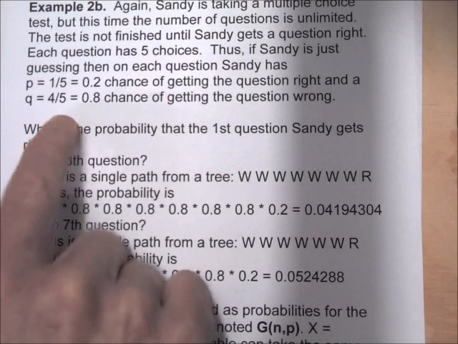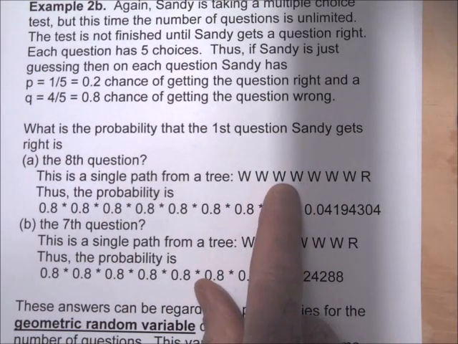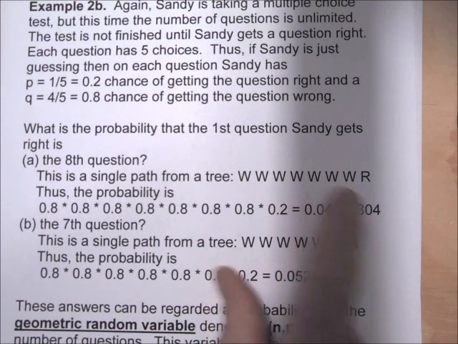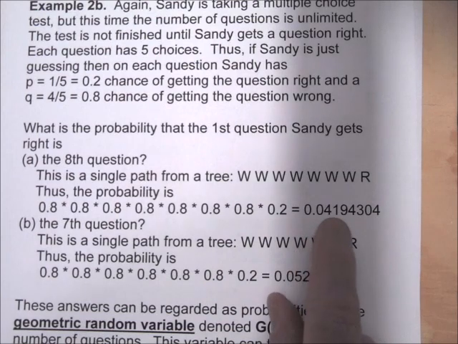So, Sandy has a 0.8 chance of getting it wrong. So we have 7 wrongs. That's 0.8 to the 7th power, and then 1 right. So it's times a 0.2. So that'd be 0.04 something.